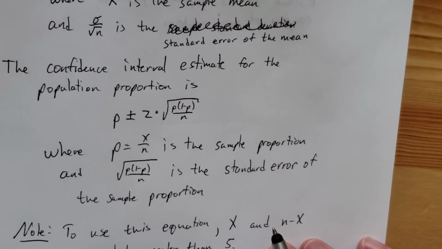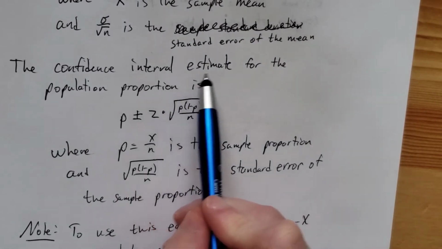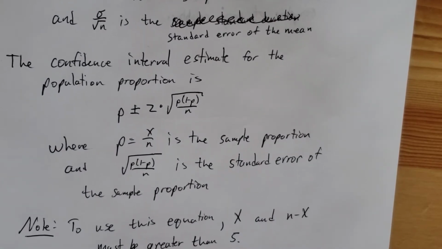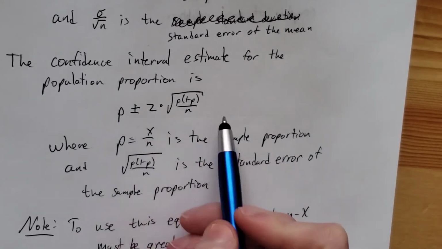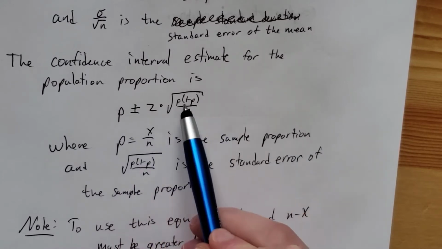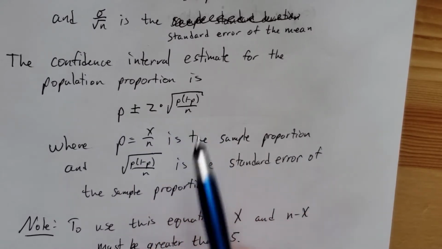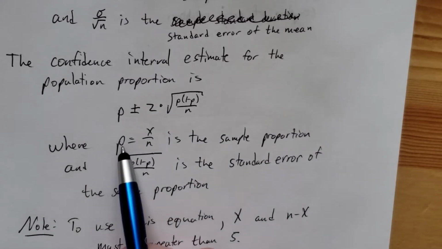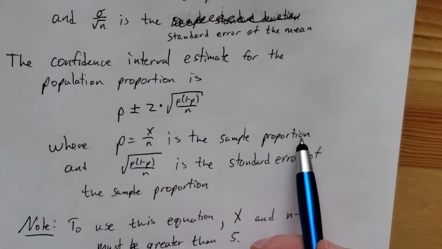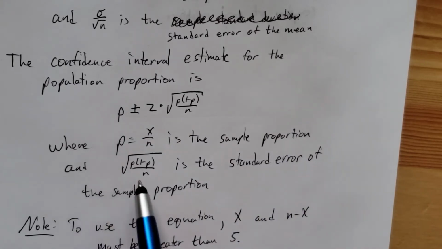So what is the confidence interval estimate for the population proportion? Well, that is a very similar formula, where we have p plus or minus z times the square root of p times 1 minus p over n. But what was p? p is equal to x over n, the sample proportion. And the square root of p times 1 minus p over n is the standard error of the sample proportion.